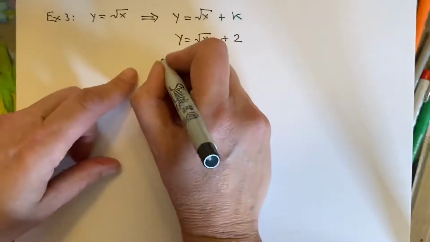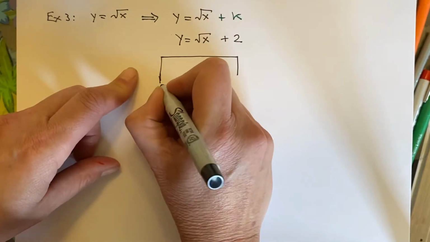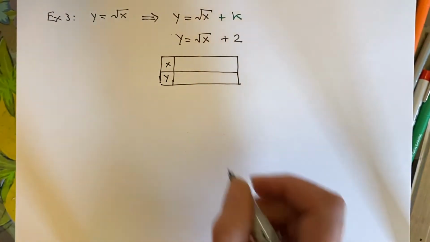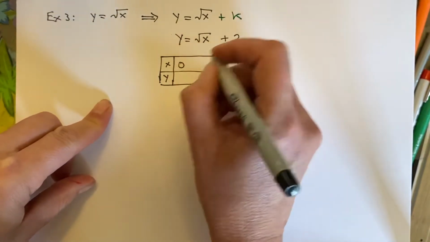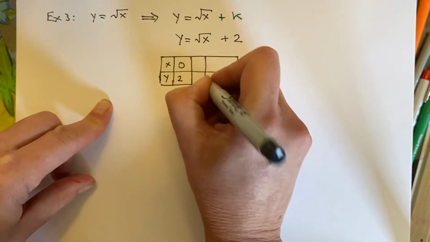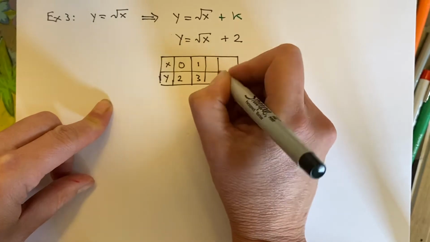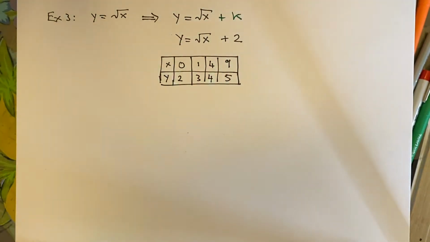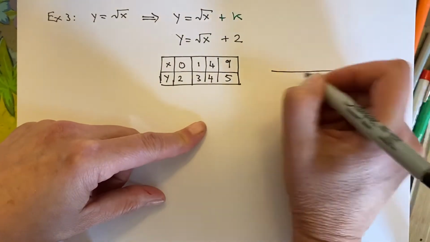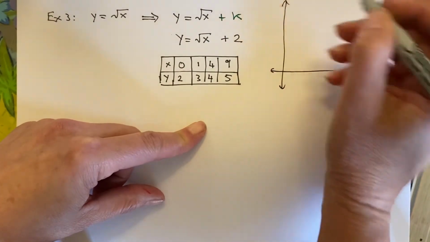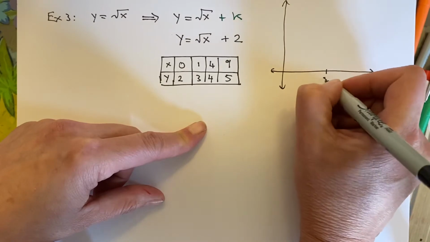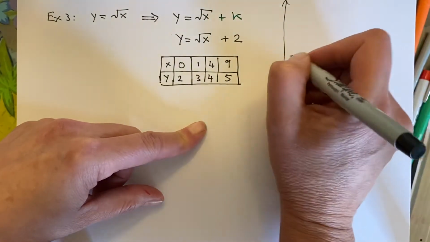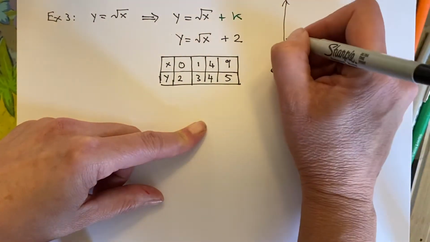All right, let's do our table. And as we do the table, it's helpful to think about how is this different than the parent functions that we've been doing and the functions where we had an a value. Well, when x is 0, you'll notice y is no longer 0, y is 2. When x is 1, you'll see y is 3. When x is 4, you'll see y is 4. And when x is 9, y is 5. So let's graph, and we need to go up to 9 on the x-axis and 5 on the y-axis. And let's see, we need to go up to 5, so about here.